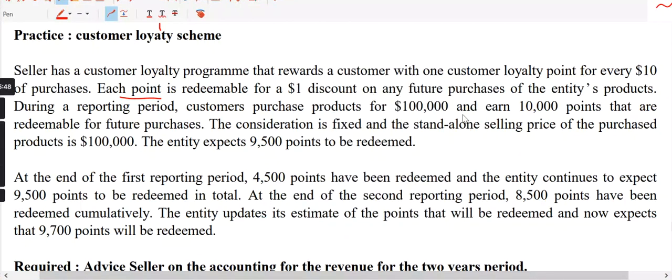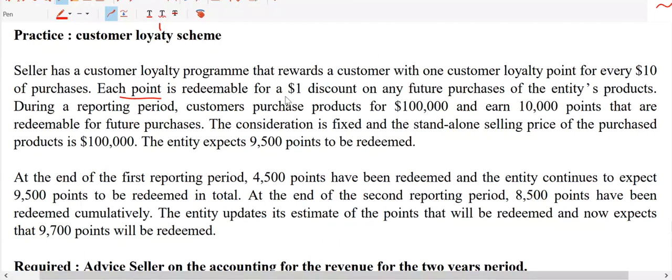Customer royalty scheme, or sometimes we call this customer royalty points. Okay, so let's read the question. The seller has a customer royalty program that rewards the customer with 1 customer point for every $10 of purchases. Each point is worth $1, redeemable for a $1 discount on any future purchases.